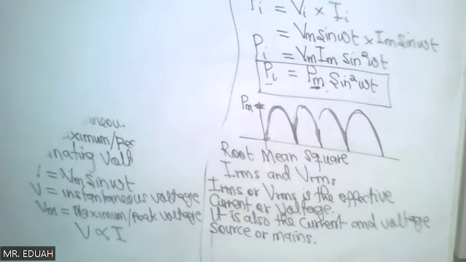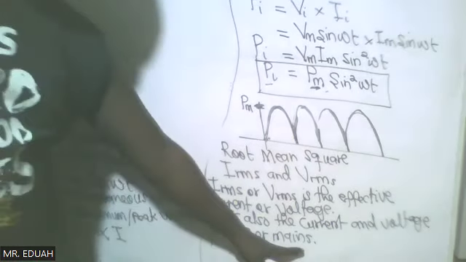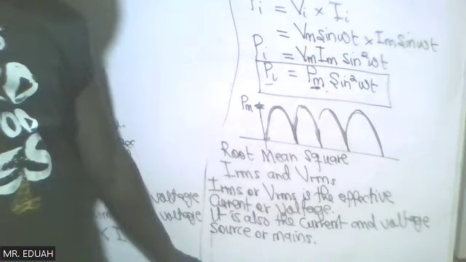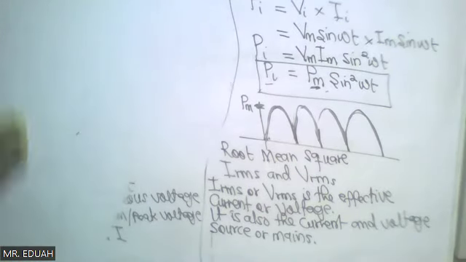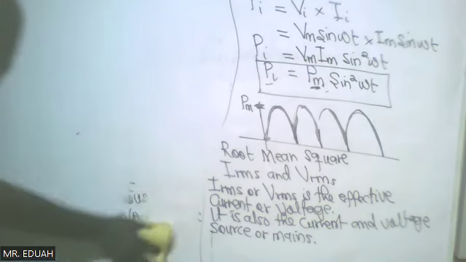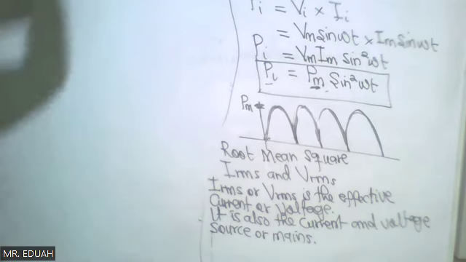The root mean square value, please. Are you done writing what is here, what is down here? Yes, I'm adjusting the screen. No, please. Okay. There we are.